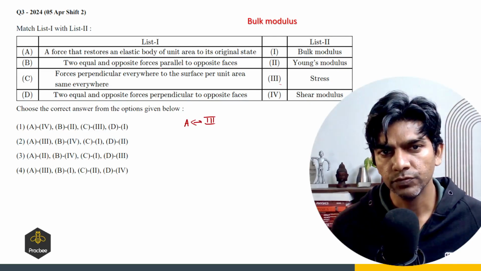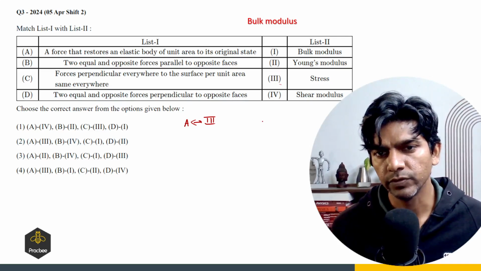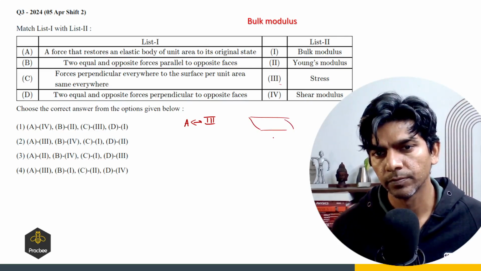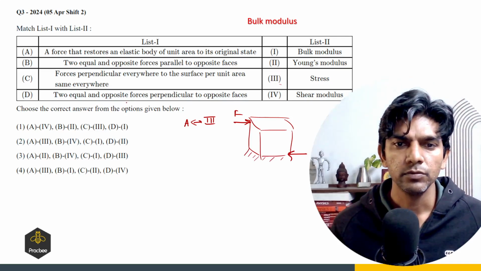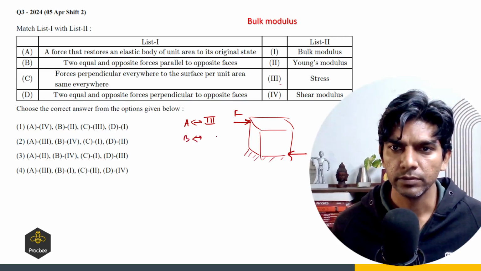Two equal and opposite forces parallel to the opposing phase. So they're talking about the shear. In shear, what is happening? If we are exerting a force in this direction, there will be a force exerted by the ground in the left direction if we have fixed the bottom face. So B corresponds to shear. So that will be 4.